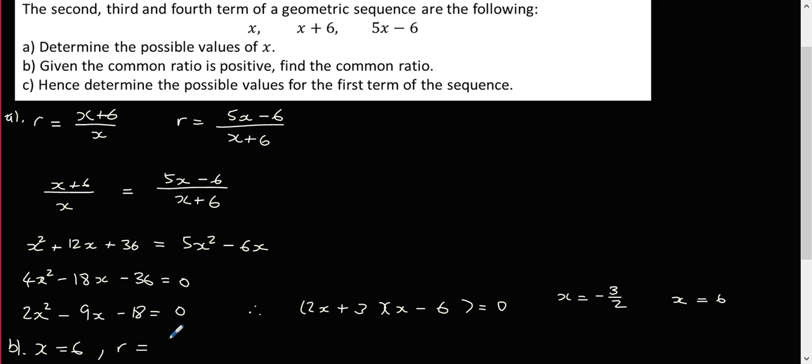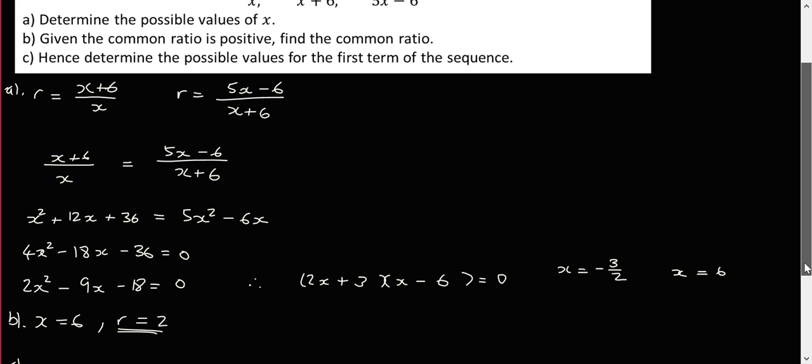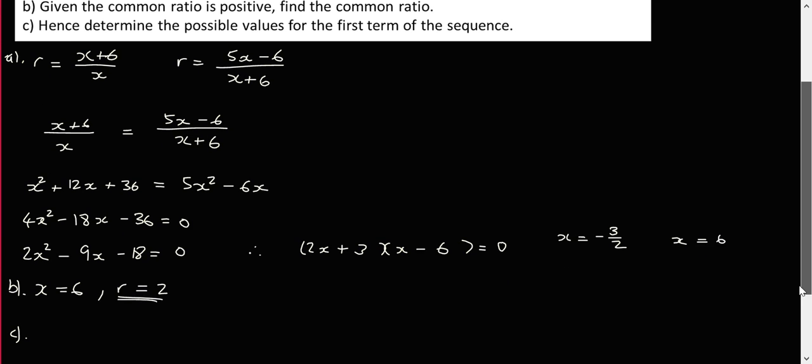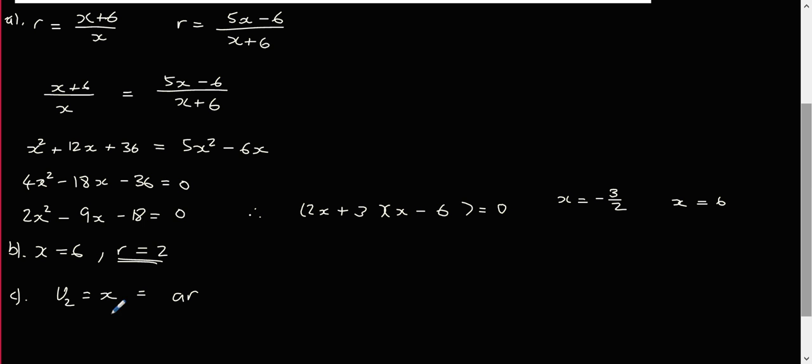So therefore r is going to be 12 divided by 6, which is going to be 2. So that's just taking 6 and substituting into this common ratio equation here. And then it says determine the possible values of the first term of the sequence. So the second term was x. So u2 equals x, which is equal to a times r. And so if x is 6, as we've said, 6 equals 2a, so a equals 3.